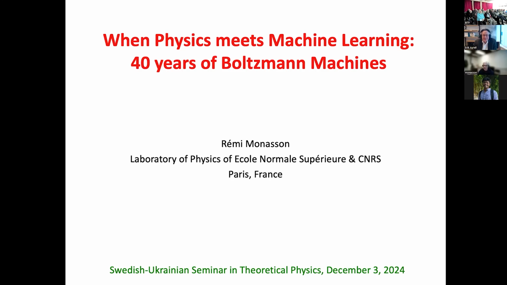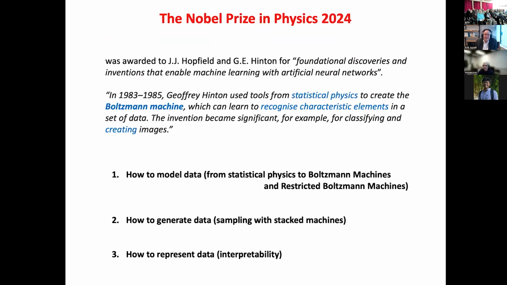Okay. So, in fact, as was said just before the first talk by the organizers, this year's Nobel Prize in Physics was a bit special because it was, let's say, at the crossroad between physics and machine learning. And my talk is going to be concentrated on that. And I would like to go back to Boltzmann machines. And Boltzmann machines were actually the focus of one half of the prize to Geoffrey Hinton.